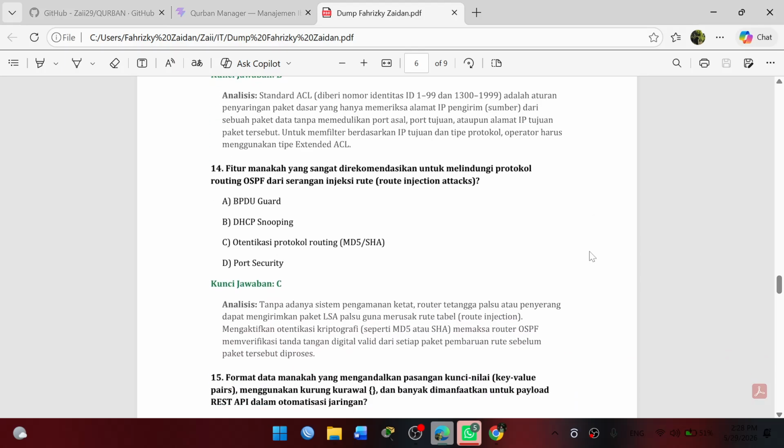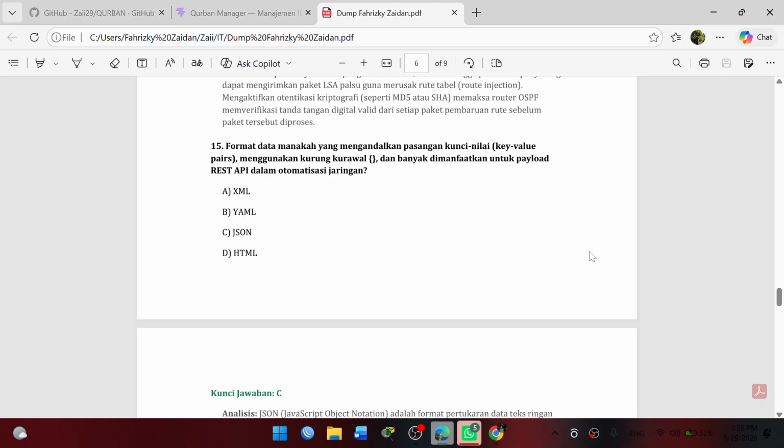And 14. Which feature is highly recommended to protect the OSPF routing protocol from route injection attacks? The correct choice is C. Without security, an attacker could spoof a neighbor router and inject malicious routes into your network. Enabling cryptographic routing protocol authentication like MD5 or SHA forces OSPF routers to verify a valid digital signature on every routing update before processing it.